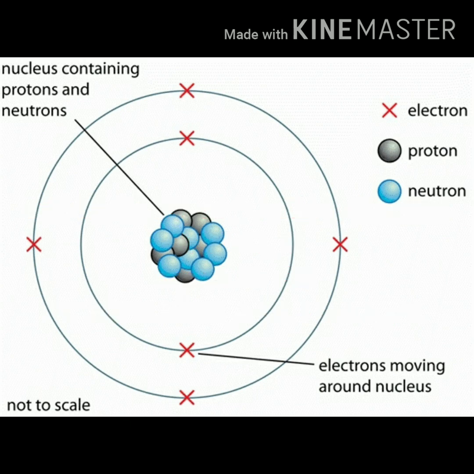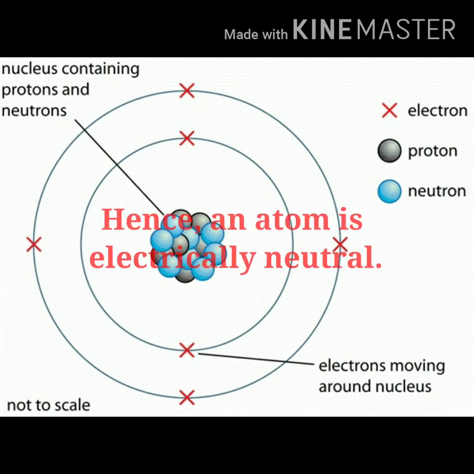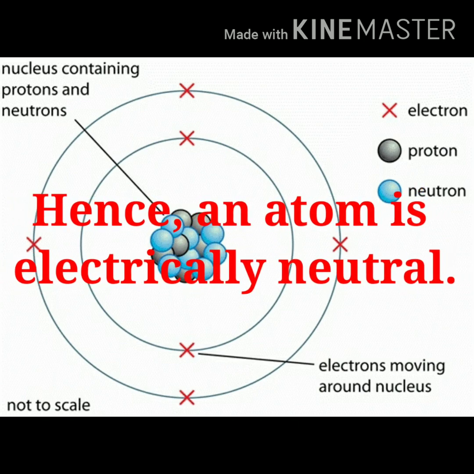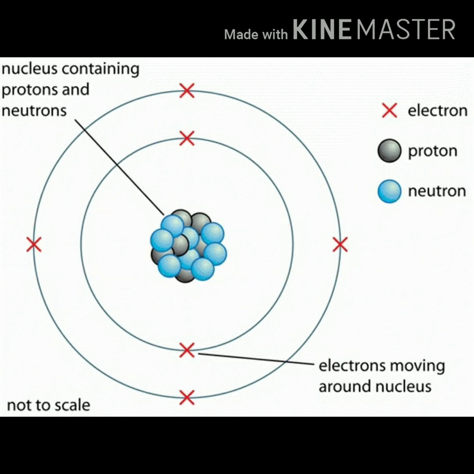For example, if there are 5 protons, that means 5 positive charge, then you will have 5 electrons, that means 5 negative charge. Since the number of positive charge equals the number of negative charge, an atom itself will not have any charge. So atom itself as a whole does not have any charge because the positive charge will cancel the negative charge. The number of protons is equal to the number of electrons. So an atom as a whole does not have any charge.